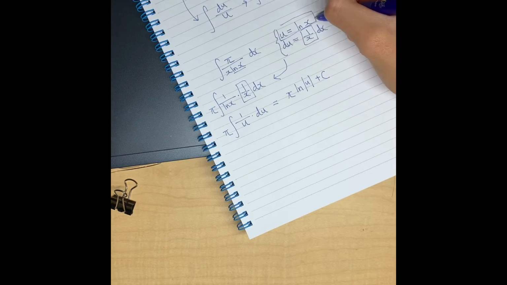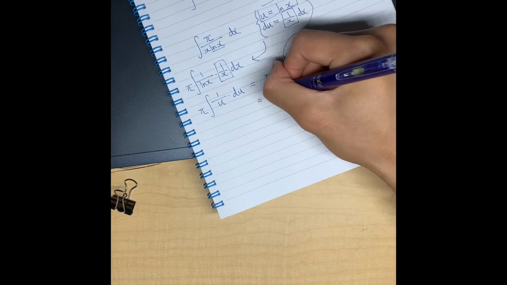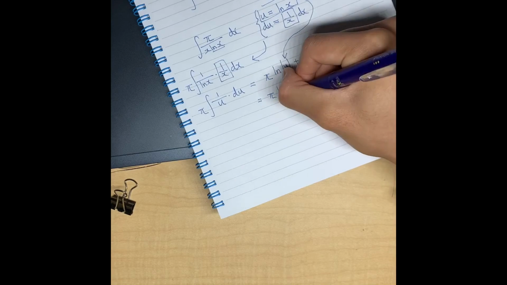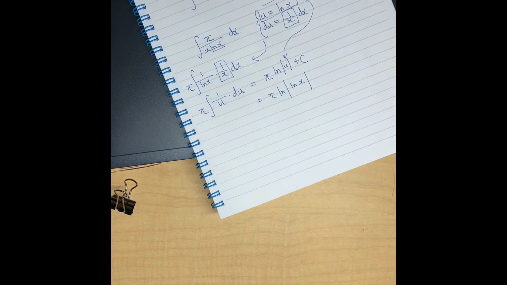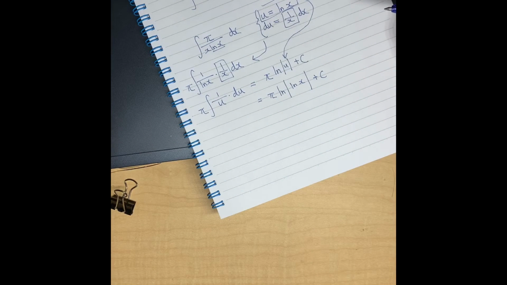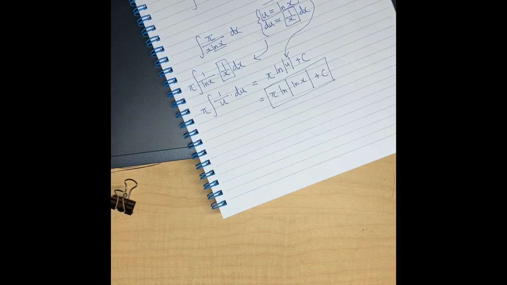And don't forget to plug in our u value back in. So we have pi times the ln of the absolute value of ln x plus c. And this will be our final answer. And that's the end of U-Substitution. I hope you guys learned a little bit.